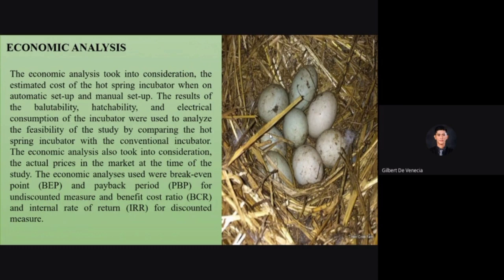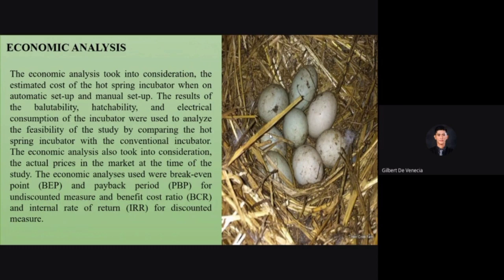The economic analyses used were break-even point or BEP and payback period or PBP for undiscounted measures, and benefit cost ratio or BCR and internal rate of return or IRR for discounted measures.